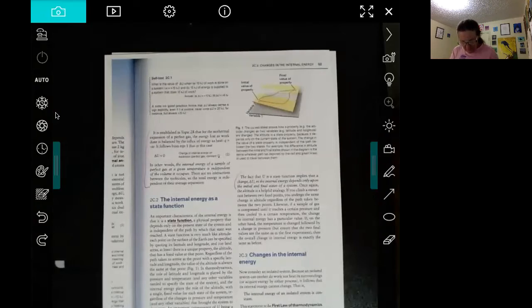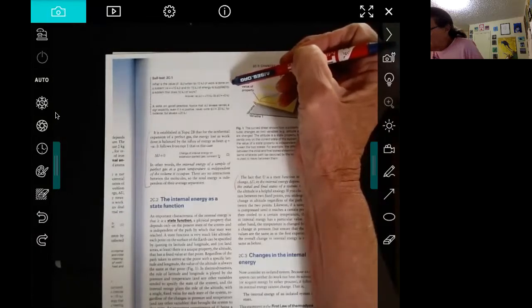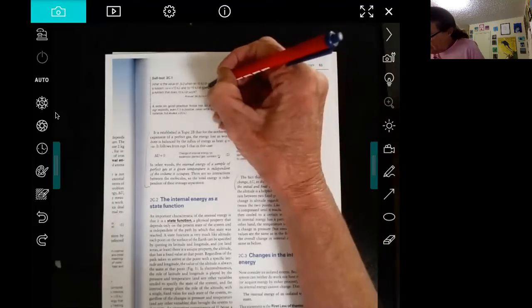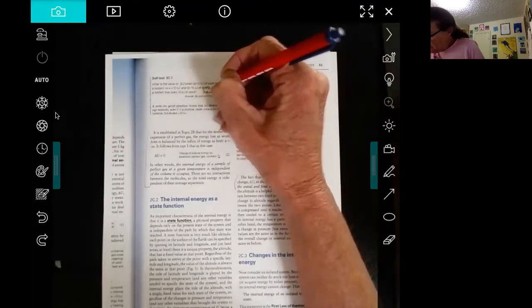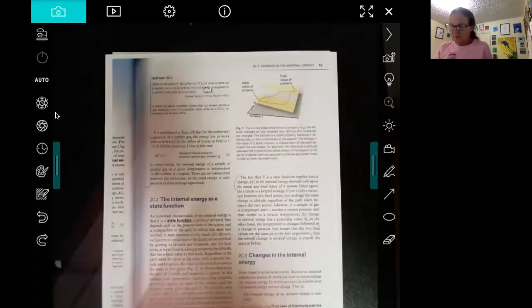Problem 2C.1 just asks you what's the value of delta U when 10 kilojoules of work is done on a system. And number 2, when 15 kilojoules, and that really should say heat, is supplied to a system that does 10 kilojoules of work.